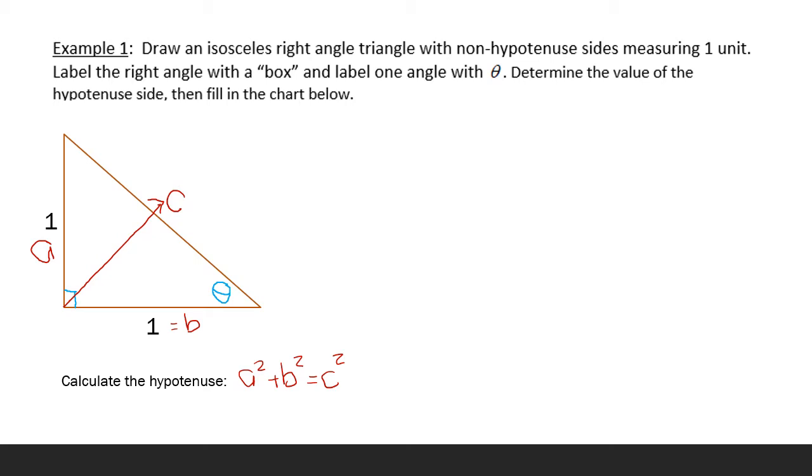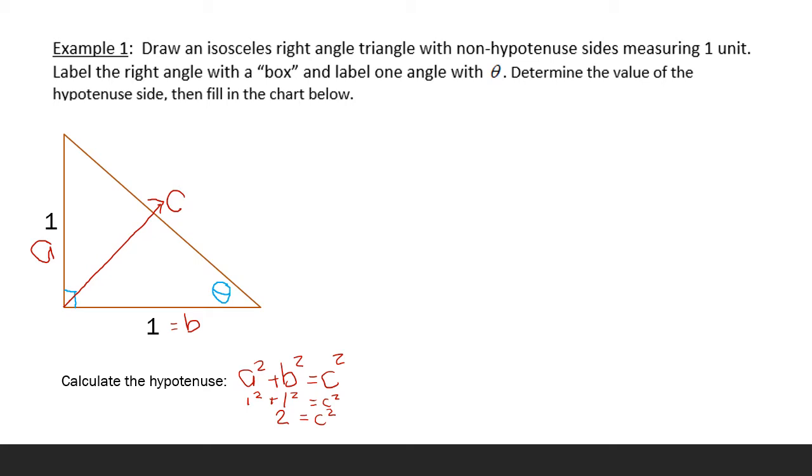So to calculate the hypotenuse, we've got 1 squared plus 1 squared, plus, oh, I don't know what happened there. 1 squared plus 1 squared is going to equal c squared. That gives us 1 plus 1, right, which is 2. So 2 is equal to c squared. Then the square root of 2.